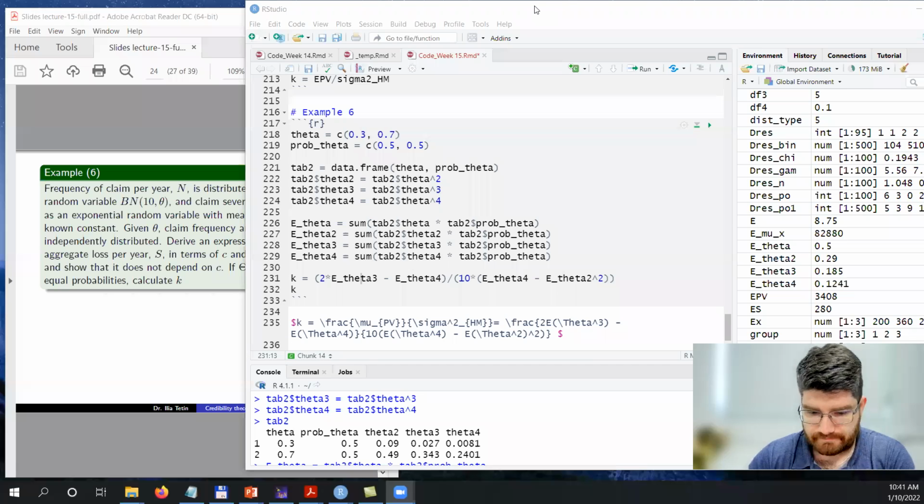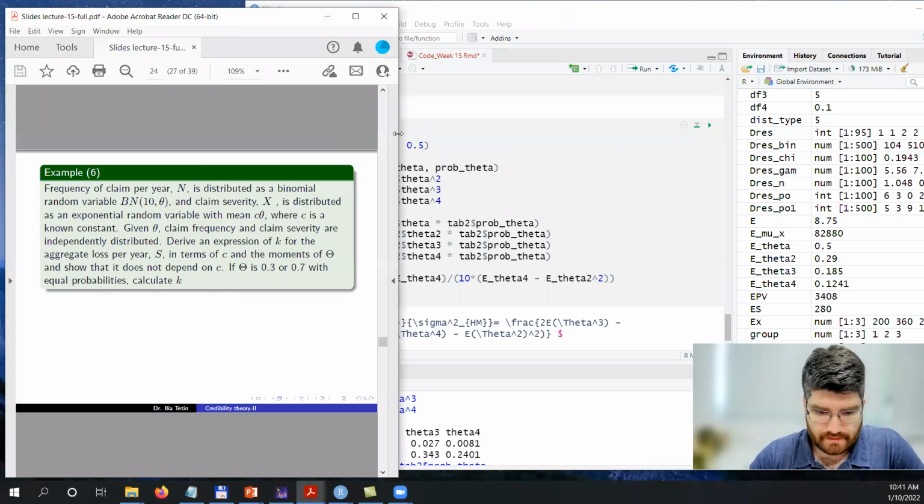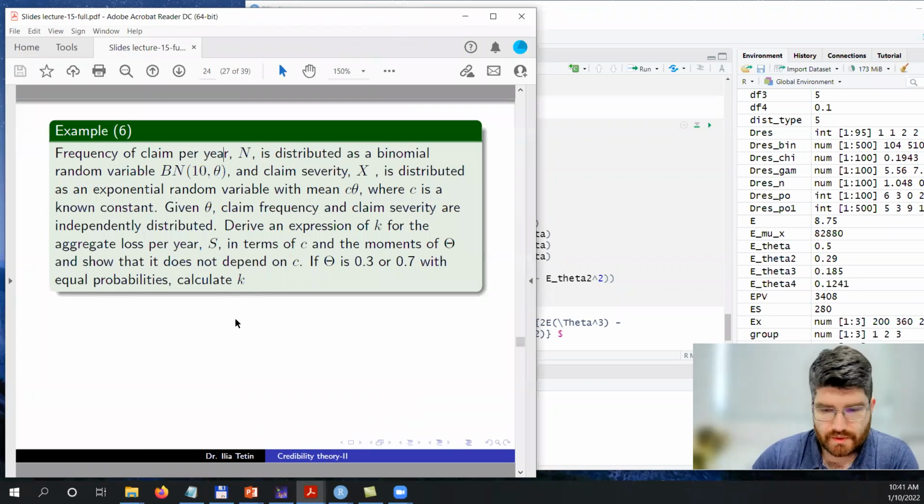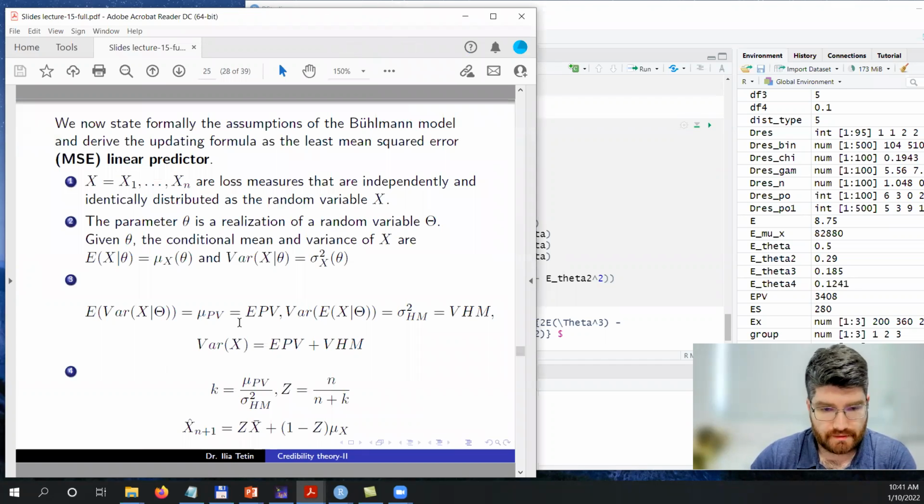Using the code. All right. So for now, when we completed this option, we are ready to move on to our Bowman credibility.